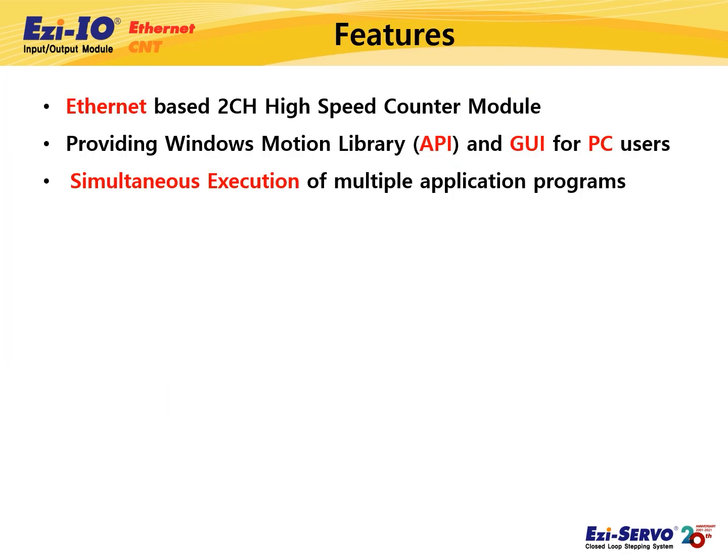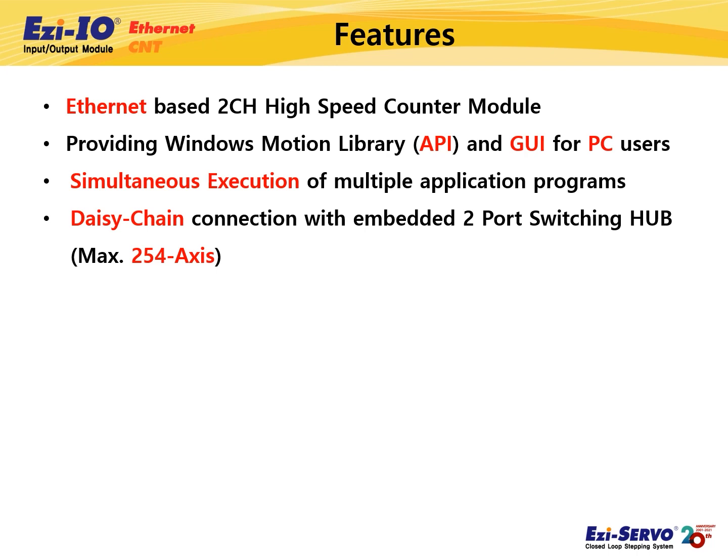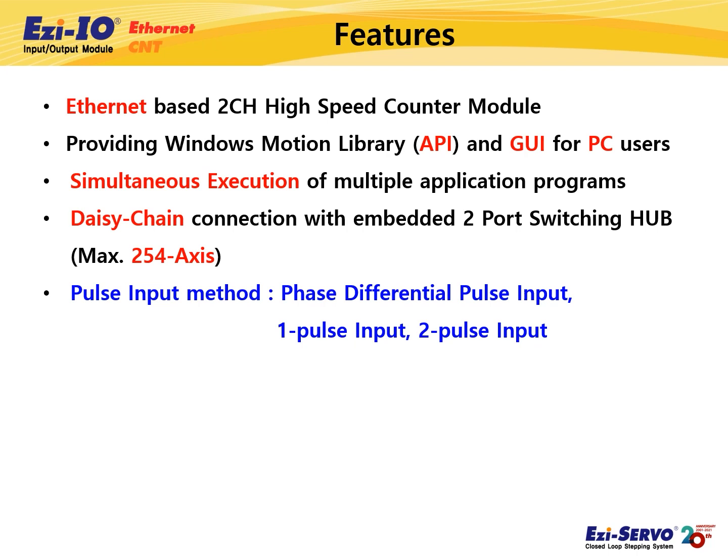Compared to the RS-485 communication type product, Ezi-IO RS-485, which was limited to 16 axes even at maximum, Ezi-IO Ethernet has 10 times faster communication response time, so you can see that the number of connectable axes has increased. Also, Ezi-IO Ethernet CNT supports phase difference pulse input method, 1 pulse and 2 pulse input method. I will explain each pulse input methods in detail.